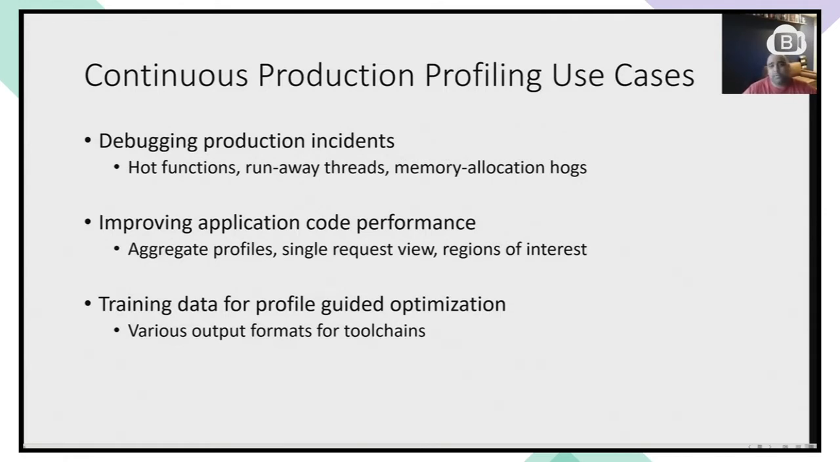Improving app code performance. So looking at aggregate profile data, looking at single request view, or region of interest for your application are common tasks that developers do. And finally, using this data for training profile-guided optimization. There are many tool chains out there that can take input as profile-guided data, and then as long as you can talk to that format, you can take production data and feed profile data to your tool chains and get profile-guided optimizations.